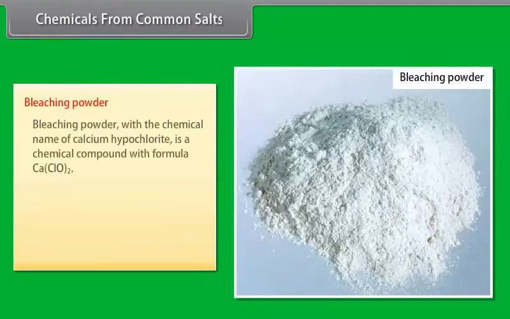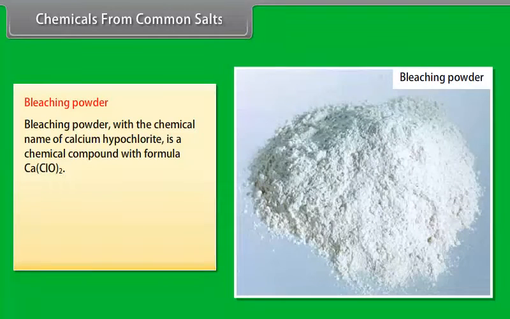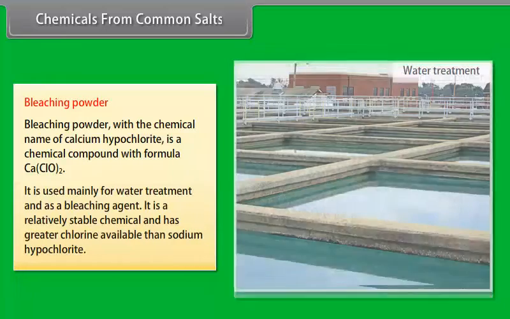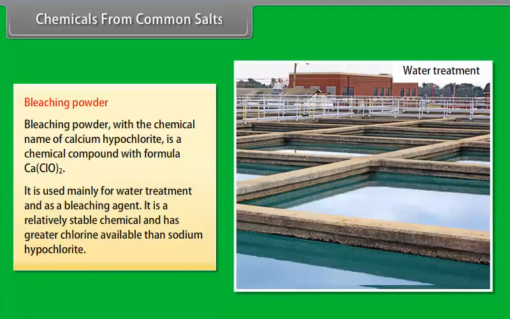Bleaching powder. Bleaching powder, with the chemical name of calcium hypochlorite, is a chemical compound with formula CaClO2. It is used mainly for water treatment and as a bleaching agent. It is relatively stable chemical and has greater chlorine available than sodium hypochlorite.